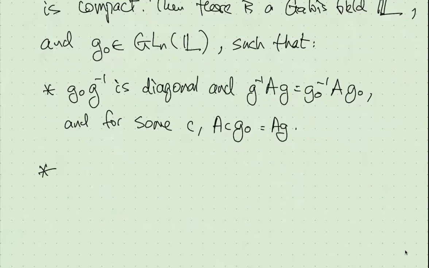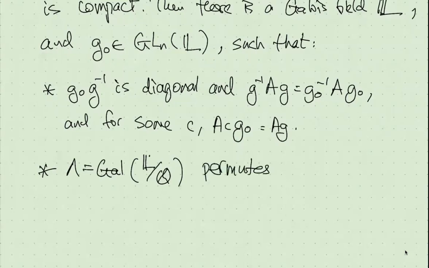The second item is that if you look at the Galois group of this field extension, remember this is a Galois extension, it permutes the rows of G0 transitively.